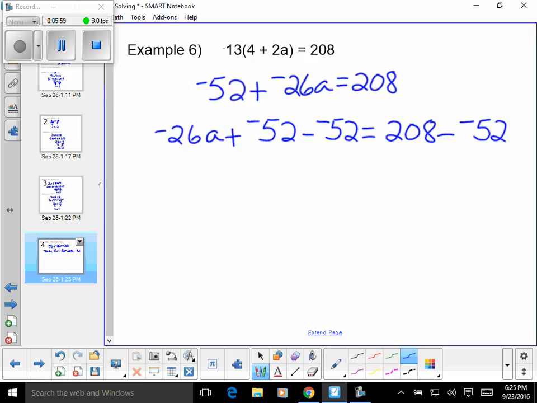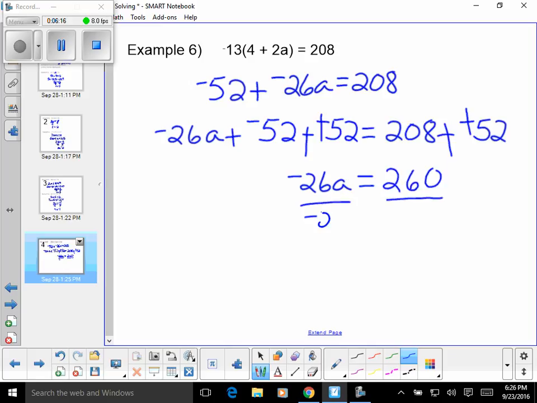On the left side, we add the opposite. So -52 plus +52 is 0, leaving us with -26a. Add the opposite on the right side. 208 plus 52 is 260. Dividing both sides by the -26 because we need to undo the coefficient. A is going to equal -10.